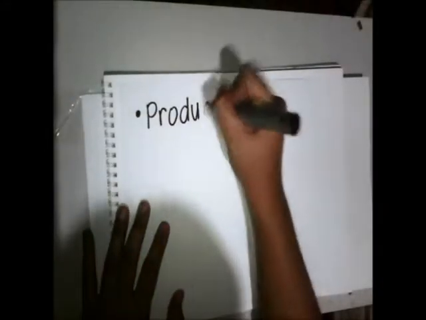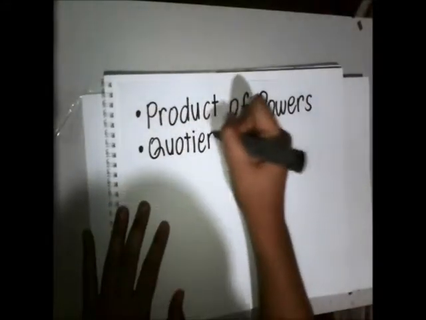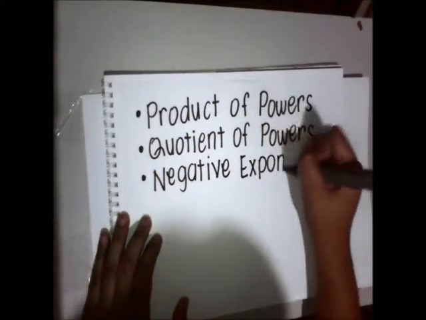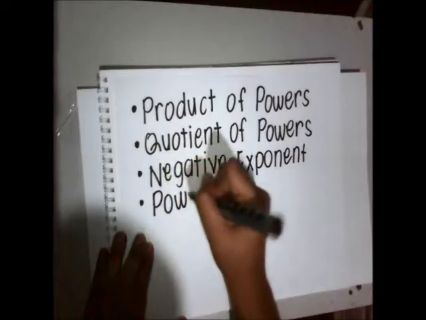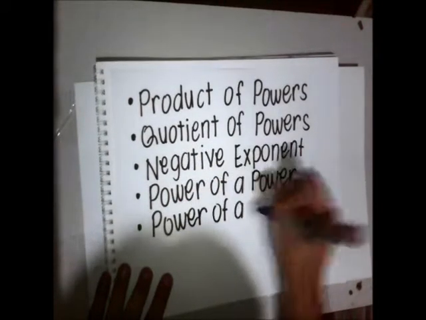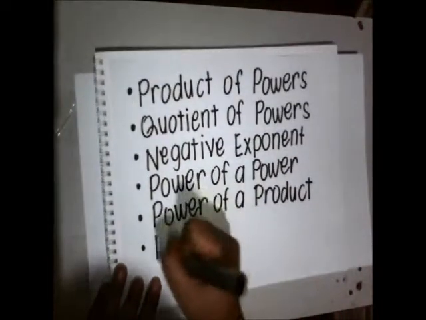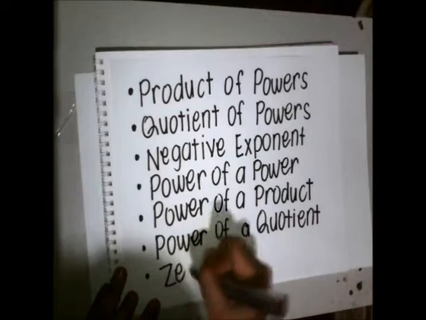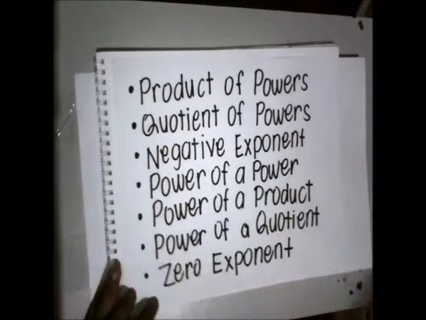And there are several rules or laws in manipulating the exponent. We have product of powers, quotient of powers, negative exponent, power of a power, power of a product, power of a quotient, and lastly, zero exponent.